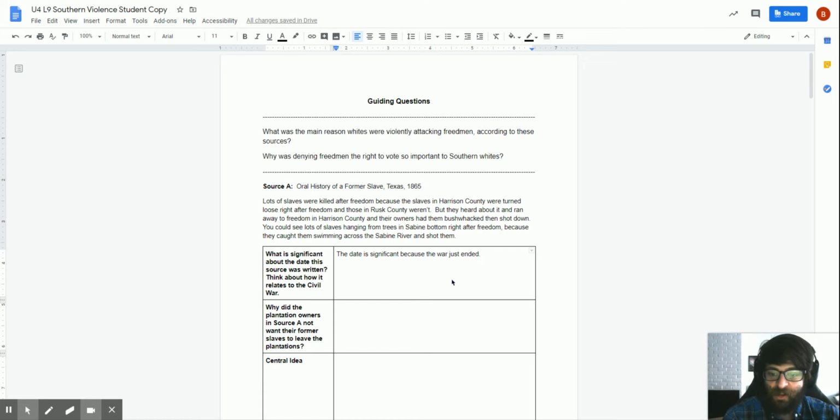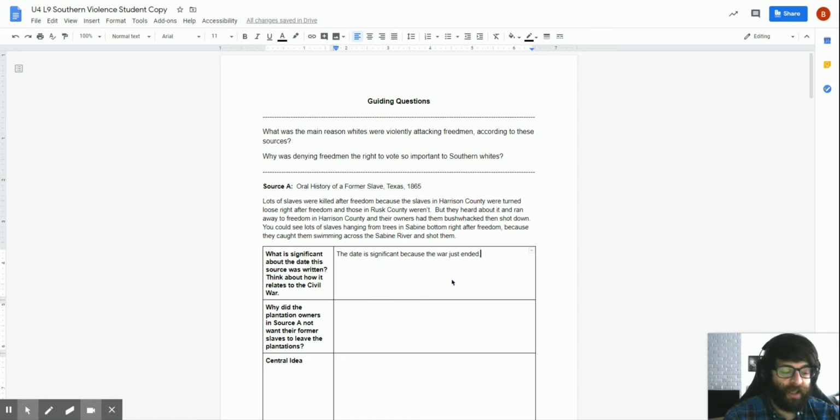Why did the plantation owners in source A not want former slaves to leave the plantations? This is kind of an inference that you might need to make, as you can see when we start to read. Lots of slaves were killed after freedom because the slaves in Harrison County were turned loose right after freedom and those in Rusk County weren't. But they heard about it and ran away to freedom in Harrison County, and their owners had them bushwhacked, then shot down. You could see lots of slaves hanging from trees in Sabine Bottom right after freedom because they caught them swimming across the Sabine River and shot them.